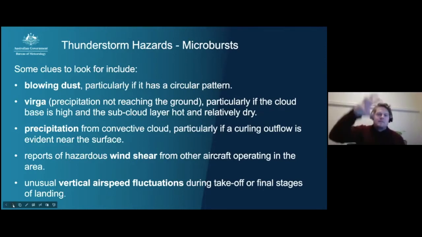You can see the precipitation coming down, but then it evaporates as it gets closer to the surface. And precipitation, obviously, as we saw in that image just before. And sometimes you'll get reports of wind shear from aircraft operating in the area, or you might experience some unusual fluctuations in the airspeed in that area.